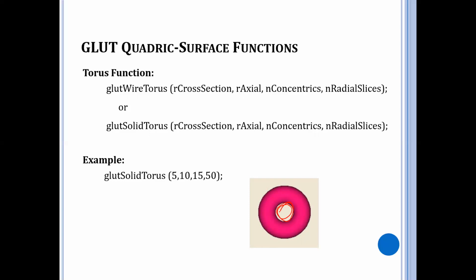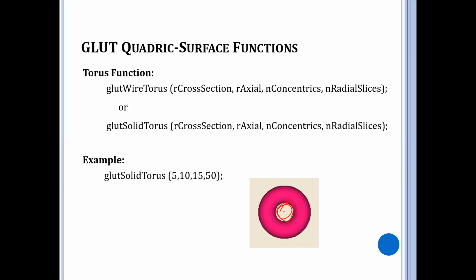N concentrics specifies the number of concentric circles to be used on the torus surface. That means how many circles have to be used on the torus surface. And then comes the N radial slices, which specifies the number of radial slices through the torus face. So the first one is the radius about the coplanar z-axis, that is the radius here from the center. That means here the radius is with reference to the z-axis for us.